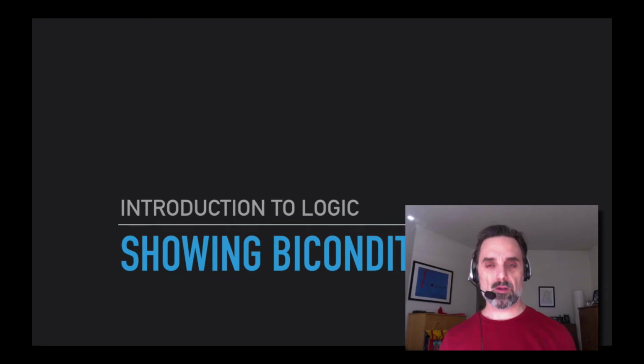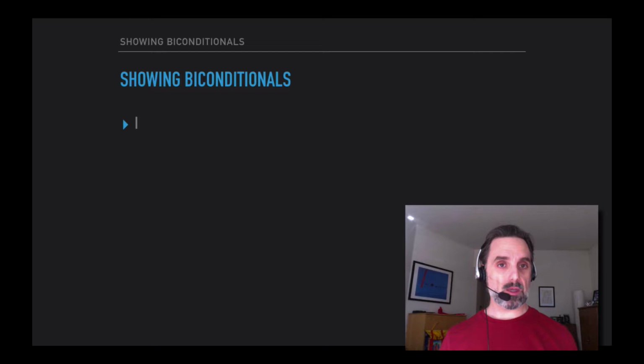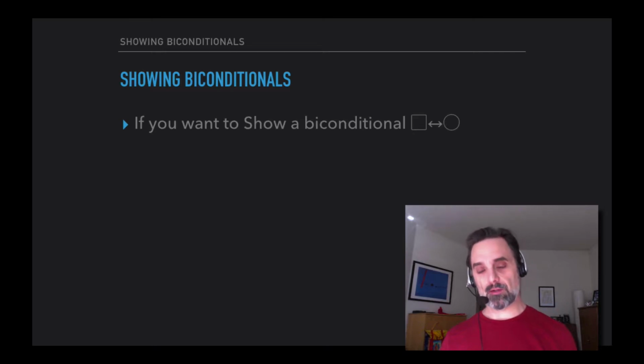Hello, in this video I'm going to talk about how to show biconditionals. So, let's say you have a biconditional, box if and only if circle. How are you going to get that? Well, we have the rule CB, and that's what we're going to try to apply.